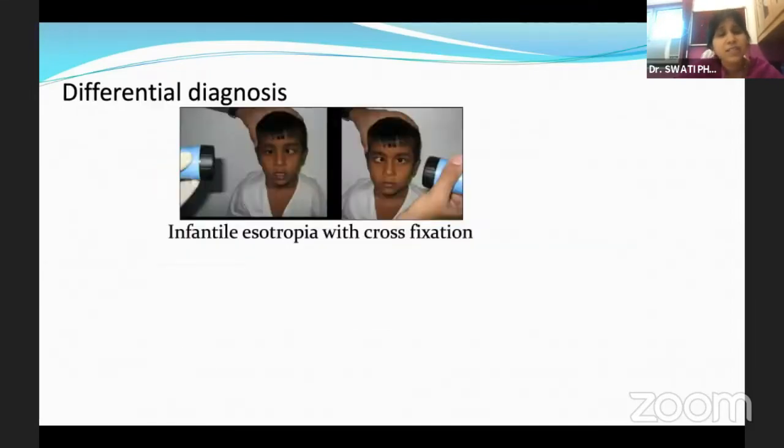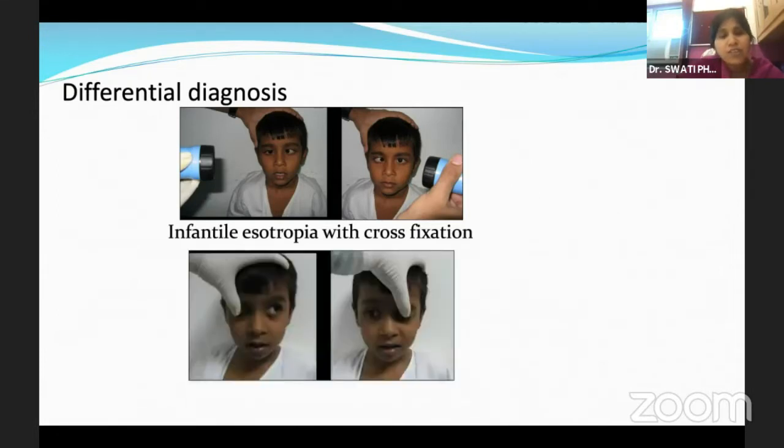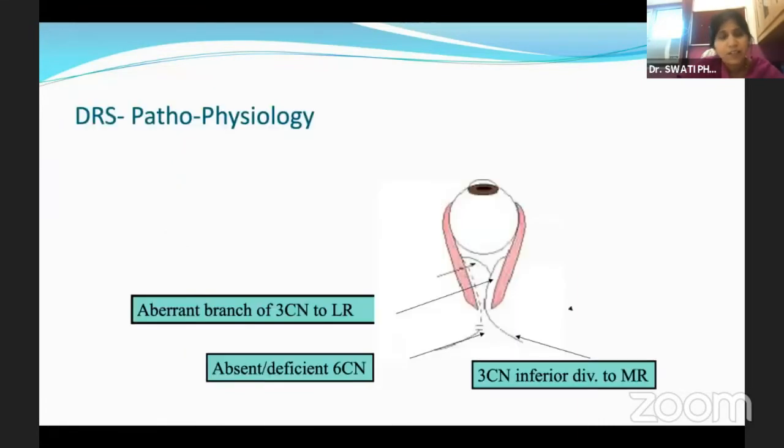The next common mistake postgraduate students generally make is to examine a case of infantile esotropia with cross fixation and find a limitation of abduction, which is actually due to the cross fixation of the child. So it's better to check the abduction after checking the version movements. Once you cover the fixing eye, look for the abduction. And now in this case the abduction has become full. So now we clearly know that this probably is a case of Duane's retraction syndrome.